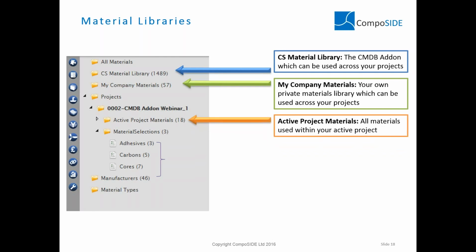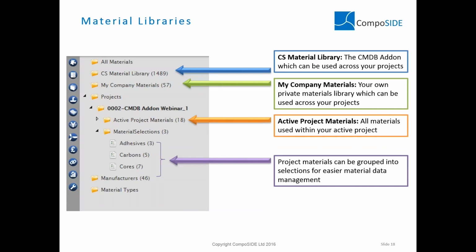So within CompoSIDE, it works on project-based design, so you don't have all of your data in one project. You can drag and drop it into your project materials and filter it out as you go along. And then you can create material selections from those project materials to filter it down even further. As you can see here, I've got adhesives, carbons, and cores. But you have the option to organize it however you wish.